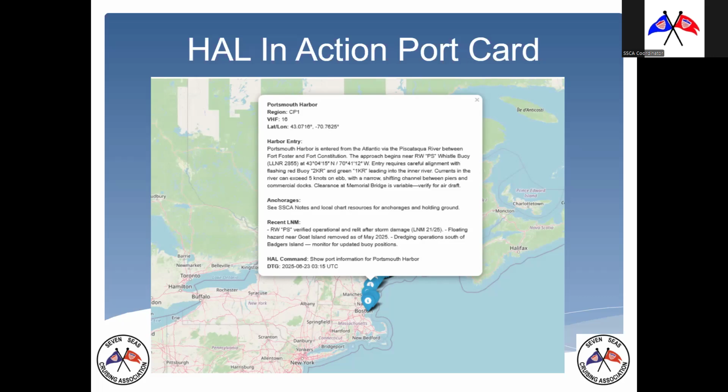The harbor entry from the Coast Pilot, the anchorages, the recent local notice to mariners, and also I've added the light list because I think, especially in Maine, we don't know, we're having a problem with where lights and buoys are. And I think it makes a lot of sense to look at exactly what lights are where you expect them. And I will show that in a running demo in HAL GPT, this mini HAL.